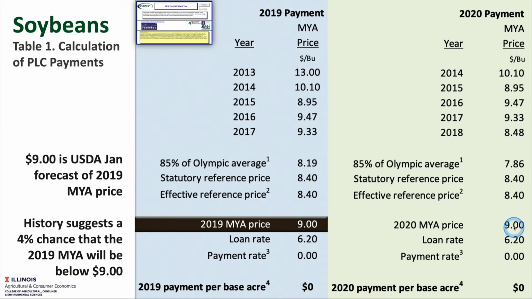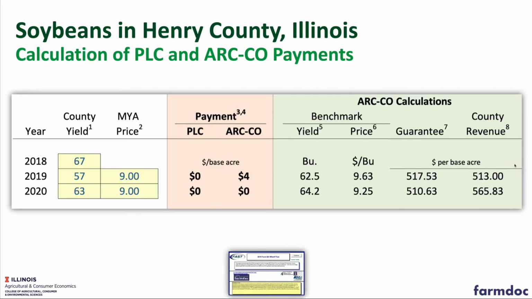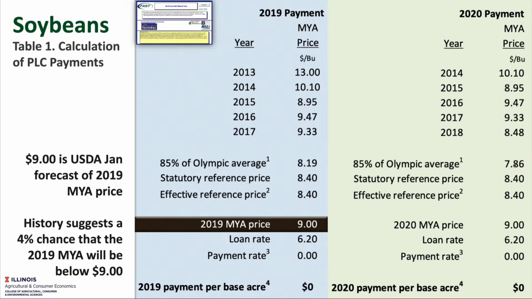For 2020, we're using a $9 price. That would still be above our effective reference price. You can make the case that those may be lower. We have a question that's been up here for a while on the escalator provision in the PLC program. You can see it here again: you would take the 5-year Olympic moving average of these prices, dropping the high and the low, and then 85% of that. It would have to be above the 840, or 370 in the case of corn, to actually pull that reference price up. You can see why we're saying it's not going to have any impact, because you would need multiple years of a jump in prices to be able to pull that up.